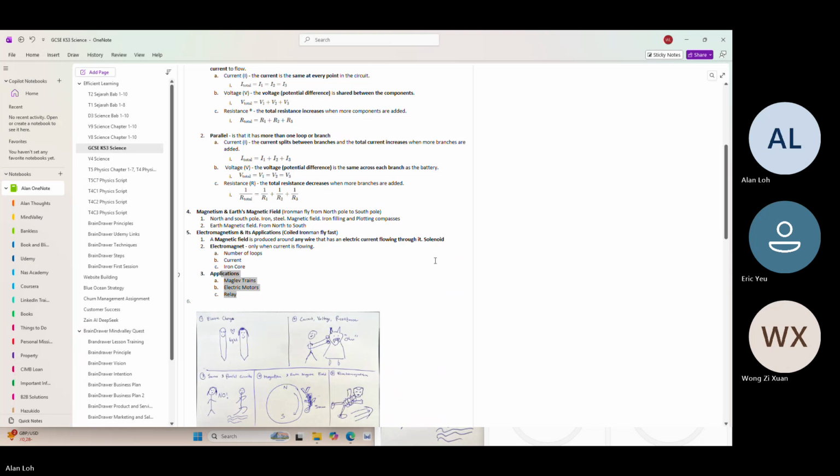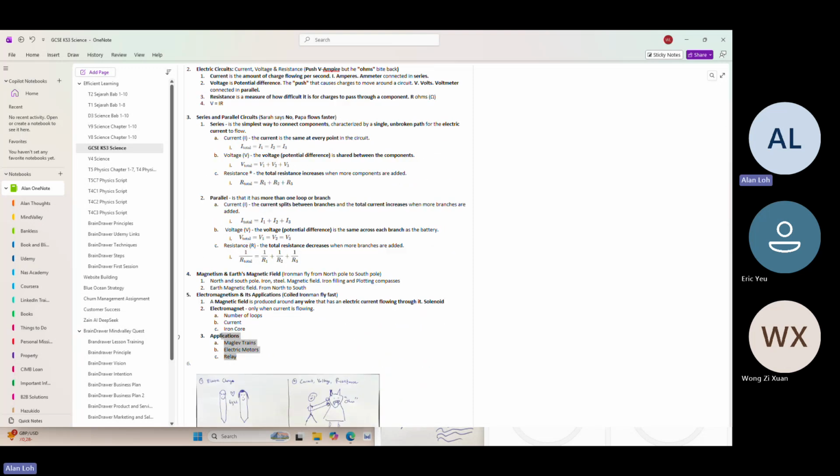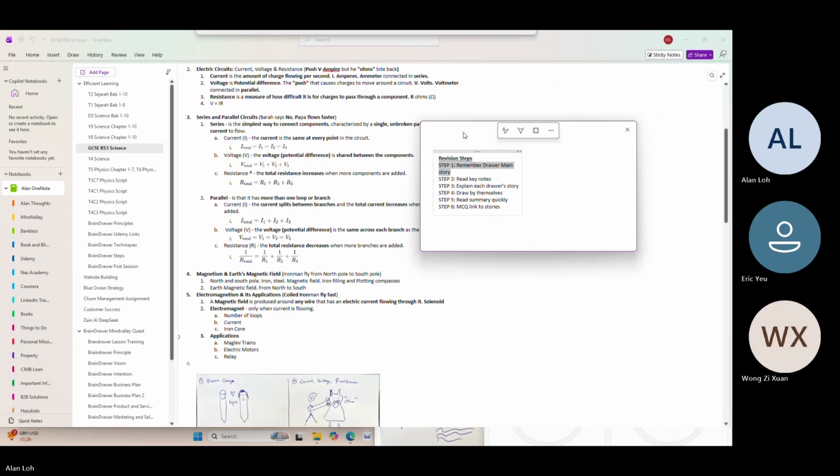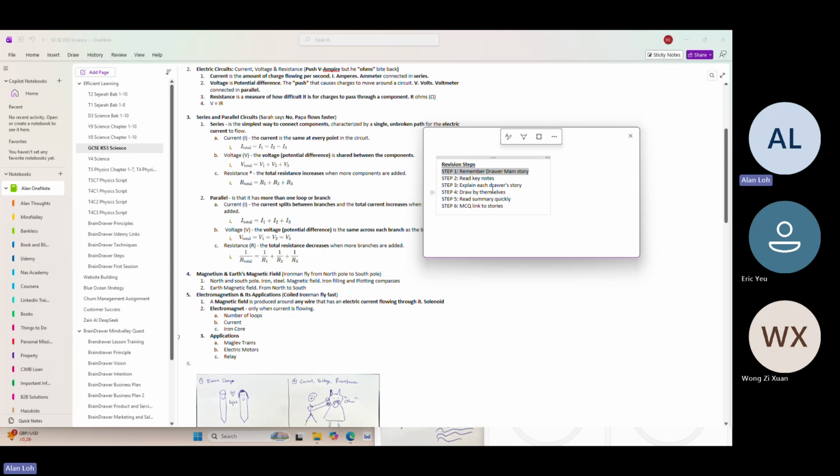Now, step number 3 is explain each drawer. Right? What time did we start? Start time is 8. What time is it now? 8:40. Oh, let me see. Okay. I think we started at 8:40. Now it's 8:50. Yes.